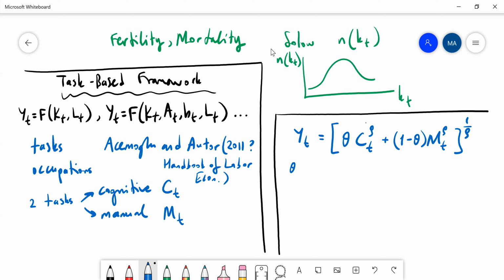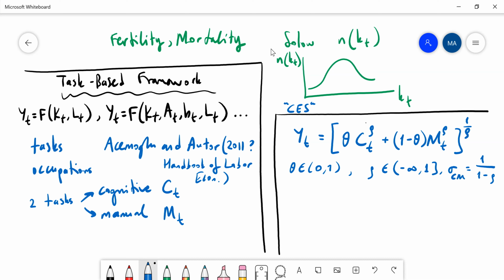Now here, theta is a share parameter, and rho is a parameter that determines the elasticity of substitution. So here, there is an elasticity of substitution between cognitive and manual work, and it is equal to 1 over 1 minus rho. Now this is a CES production function, a constant elasticity of substitution production function.